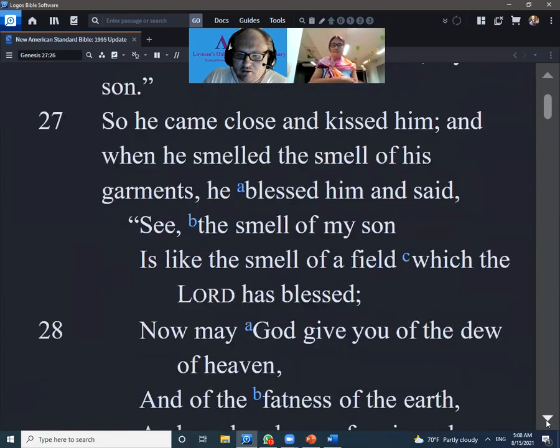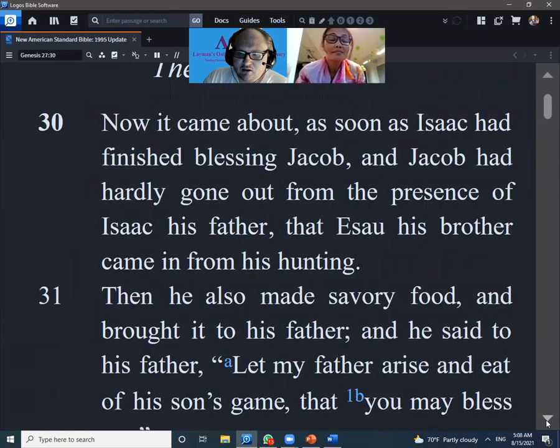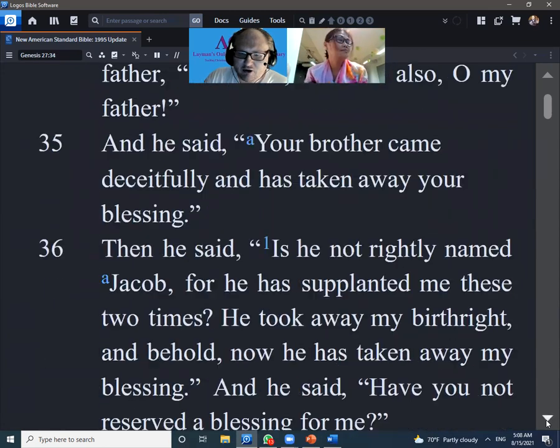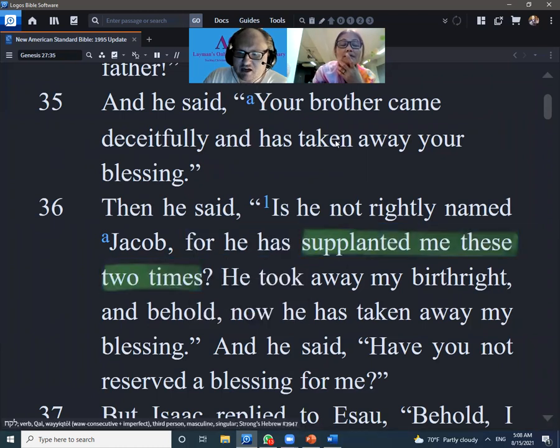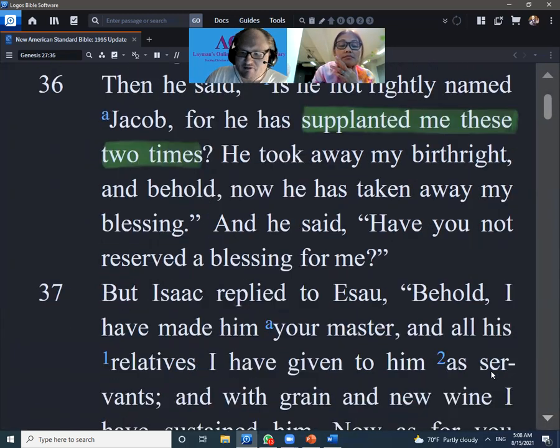All right. So he's given the prophecy, and then whenever he's hunting, he comes back angry. Look what he says here. Then he said, "Is it not rightly named Jacob? For he has supplanted me these 2 times." So this is what Esau's saying about Jacob. He takes away my bedfellow, now he's taking away my blessing.